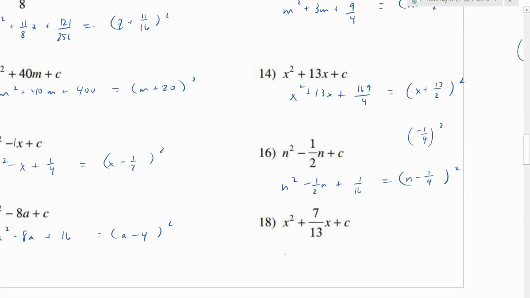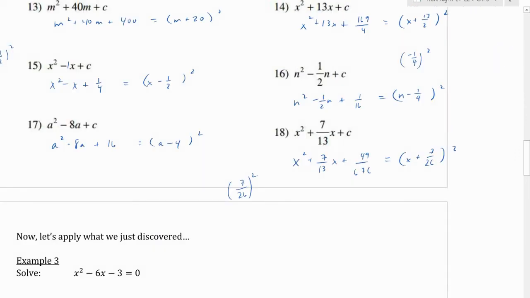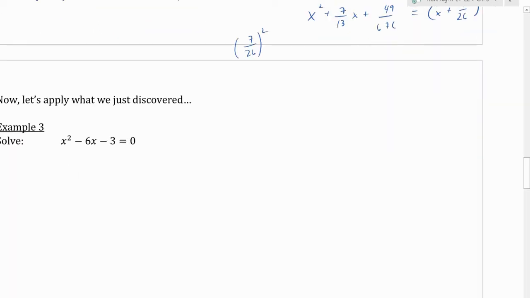Yep. x squared plus 7/13 x plus what makes a perfect square? Half of 7/13 is 7/26. Square it. We got 49/676. Now that seems silly, I know, but hopefully by the time you do it that many times, it's in there. So here's what we've figured out.